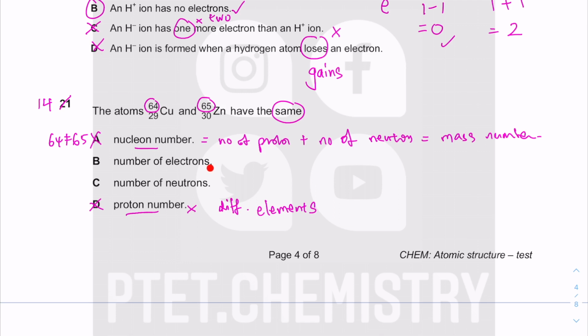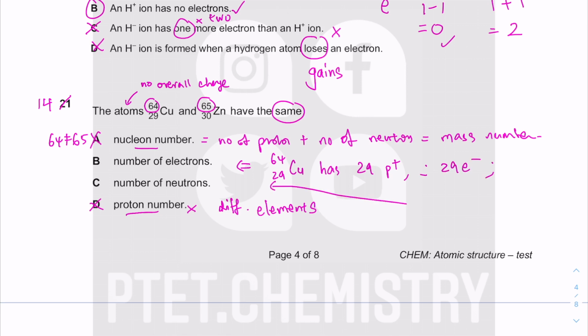Number of electrons, okay, so if I look at copper 64, 29, copper has 29 protons, and we're looking at the atom, meaning no overall charge. If you have no overall charge, because you think about it being an atom, therefore 29 electrons. How about 65, 30, zinc? You would have 30 protons, therefore 30 electrons. 29 electrons versus 30 electrons, definitely not number of electrons.